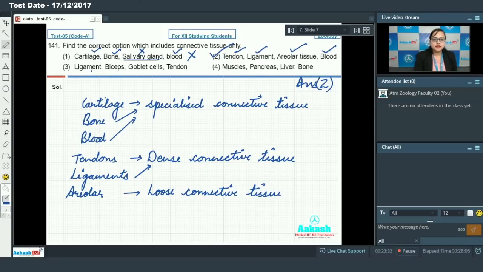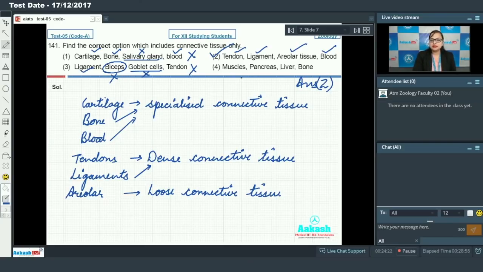Option 3 says ligament. Ligament is a dense connective tissue. Then there is given biceps. Biceps are an example of muscular tissue. So this cannot be included in our answer. Globular cells are unicellular glands which secrete mucus. They are not connective tissue. And tendons. Two examples don't belong to the connective tissue, so this cannot be an answer.